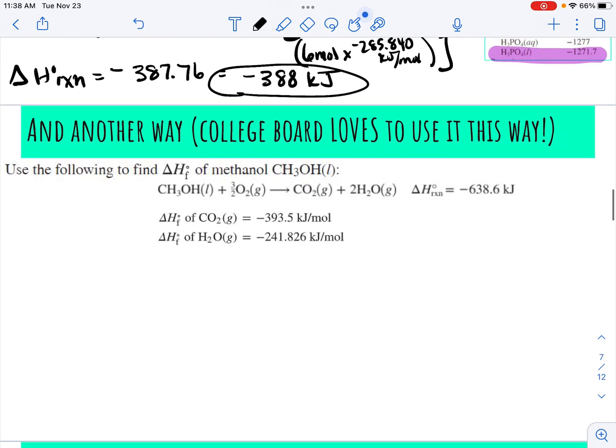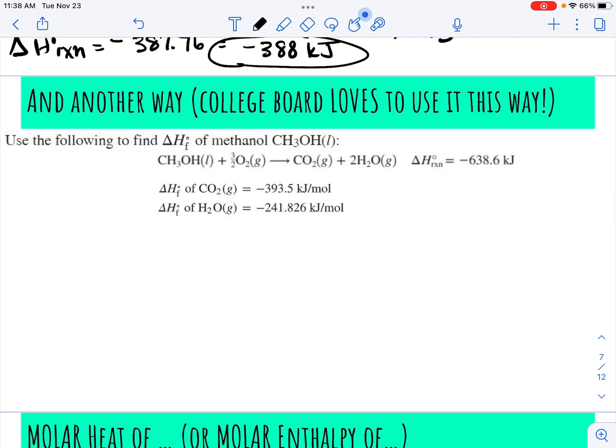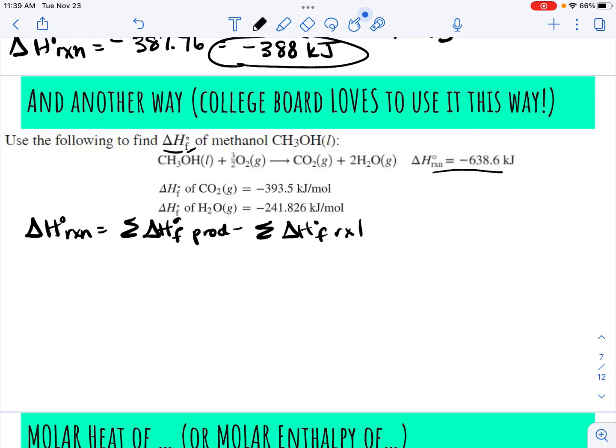We'll do some practice like this, but something that College Board likes to do a lot is that they really like to give you the delta H for the reaction and ask you to find one of the standard heats of formation and then not put it in the chart. So this is very similar to the way a College Board question would look. And as soon as you realize that you know delta H and they want you to worry about something with standard heat of formation, you're going to need to use that formula: standard heat of reaction equals the sum of the standard heats of formation of the products minus the sum of the standard heats of formation of the reactants.